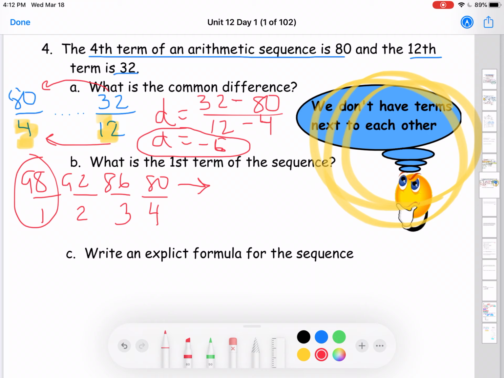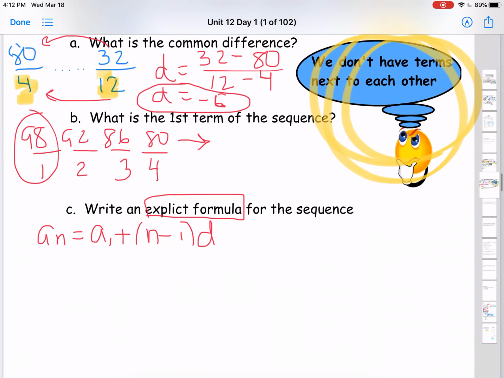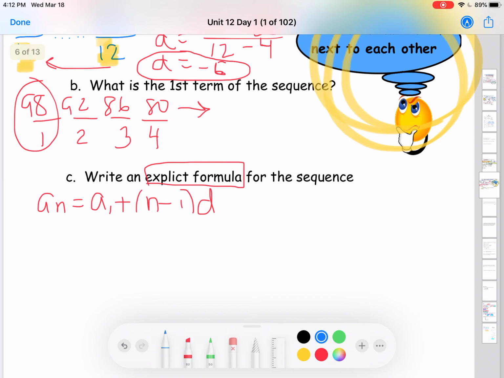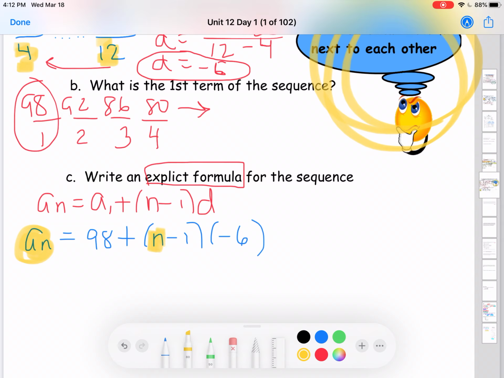Okay, one more thing. So explicit formulas. Now again, they want me to write the explicit formula. So it's on your reference sheet. A sub n equals a sub 1 plus n minus 1 times d. We're just going to replace in our information. So a sub n equals the first term plus n minus 1 times our common difference of -6. Please keep in mind again, when we're writing an explicit formula, a model, an equation, you have to have two variables. Here's your y, and here's your x. Those are not going to get replaced.